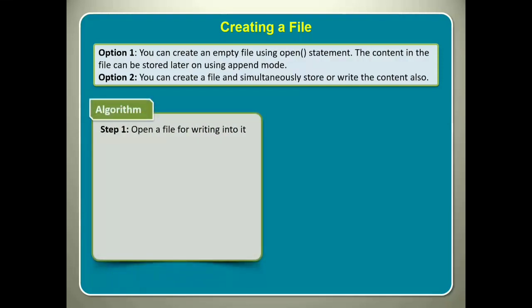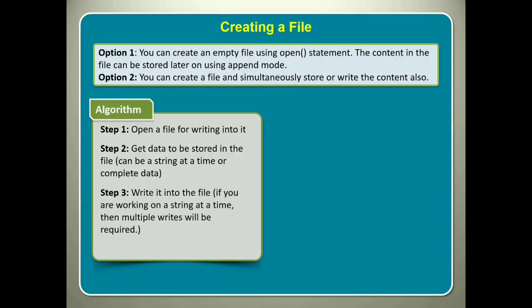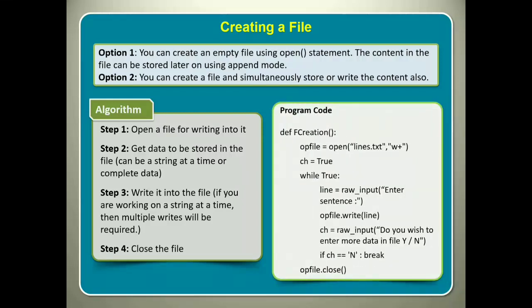Algorithm. Step 1. Open a file for writing into it. Step 2. Get data to be stored in the file. It can be a string at a time or complete data. Step 3. Write it into the file. If we are working on a string at a time, then multiple writes will be required. Step 4. Close the file. Here is a program code. At runtime, the following data was provided. Writing first line to the file. Here is the second line. And this is last line.